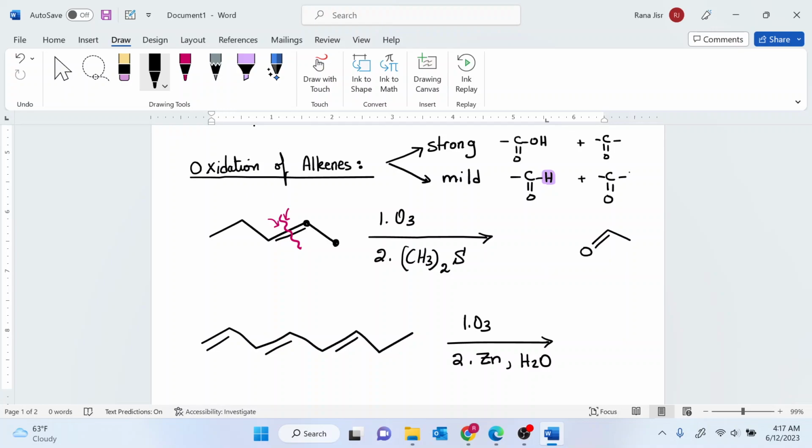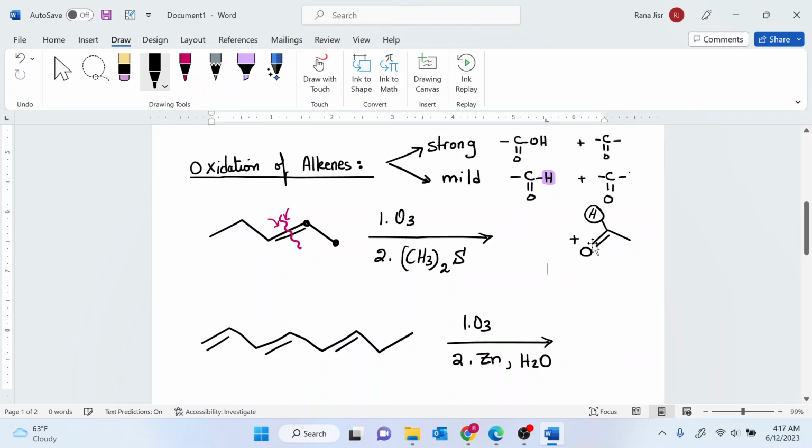Go ahead and stick an oxygen to one end of the double bond. This is an aldehyde because there's a hydrogen in there. You don't have to write the hydrogen, but I'm just putting it in there to show you that with mild oxidizing agents, aldehydes stay the same. They don't get oxidized further.